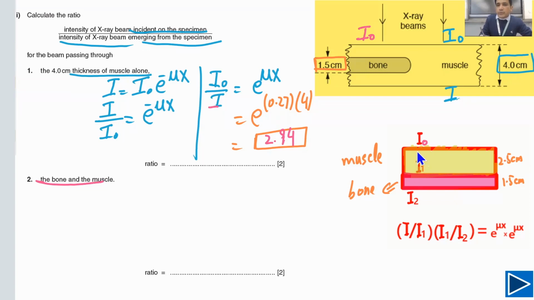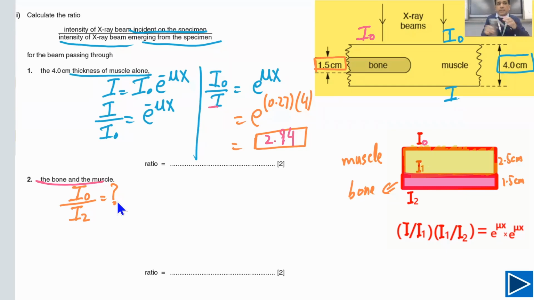And now we need to find the ratio between I naught over I2. This is what the question is asking you to find out: incident intensity over transmitted intensity, I naught over I2. So how can we find this? You can try this first of all. Take 1 or 2 minutes, work out how you will find this, and then I will explain. Please spend a little bit of time on this.